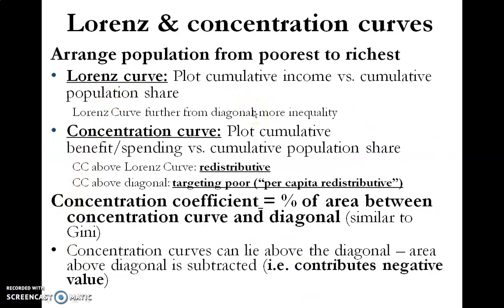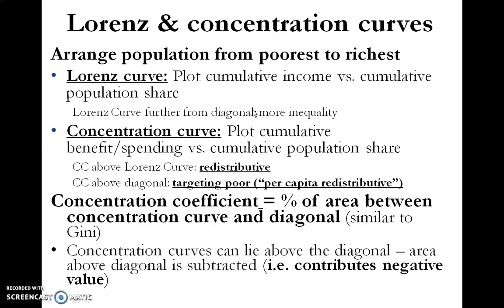Right, so now I'm going to introduce you to another measure called a concentration curve. Now, a concentration curve is similar to a Lorenz curve. It is basically where you plot the cumulative benefit or spending on your y-axis versus your cumulative population share on your x-axis. So the only difference here is in the y-axis, where your Lorenz curve plotted your cumulative income, your concentration curve plots your cumulative benefits.